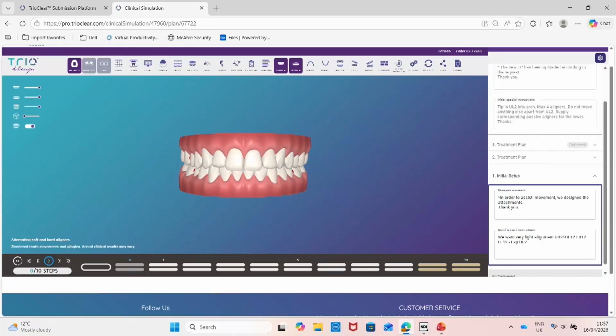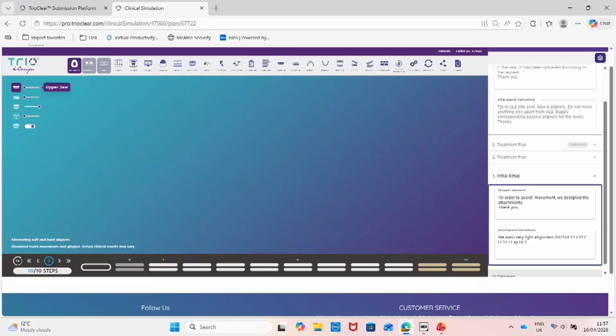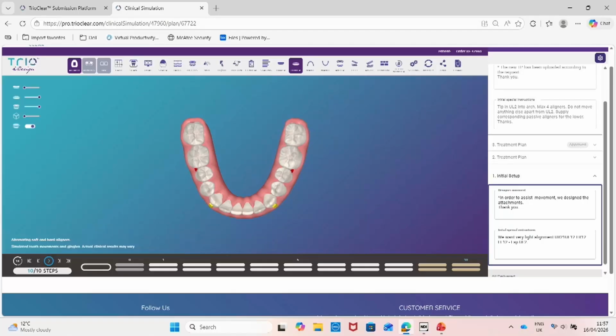If we look at the plan, you can look at the plan from a number of different angles here. But one angle that I quite like to spin it to is this angle here, okay? It just gives us an idea about the arch. So this is us spun back to the start of the plan, and then as we skip through the steps, we can see the movements that are taking place here, okay? Very small, easy movements, and this is a 10-step aligner case. And then we're going to just spin the lower around, and we're going to do the same again.